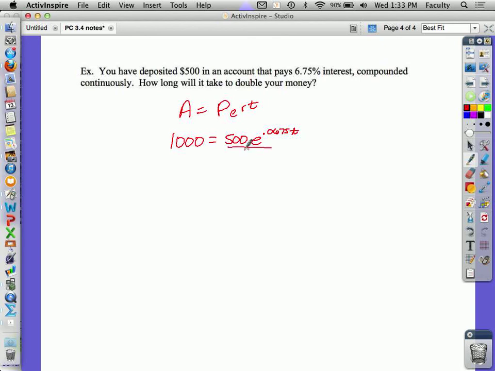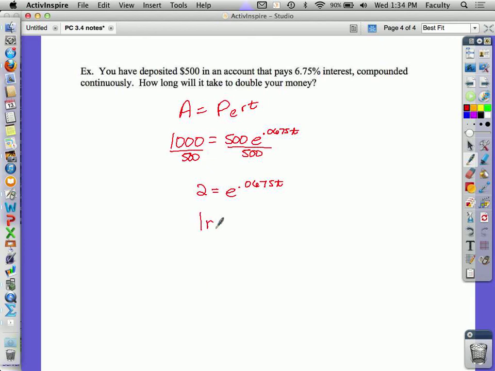All right, so let's divide by 500. And I get 2 equals e to the 0.0675t power. All right, now this shouldn't seem so strange to us as to how on earth are you going to solve it based on what we've done. If you have an exponential equation where the variable's in the exponent, we just go to logarithmic form. If it's logarithmic and the variable's inside, you go to exponential. So you're just going to flip between the two.